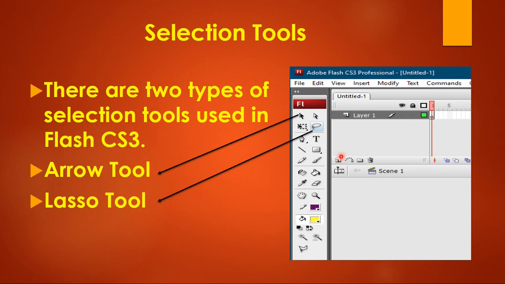For selection tools, there are two types of tools used in this version and discussed in this chapter. Both are selection tools. There are two types of selection tools used in Flash CS3. Number one is the arrow tool, the first tool in the tools panel, and the other tool is the lasso tool. Let's go forward and see what these two selection tools can do and what is the main difference between their functions.